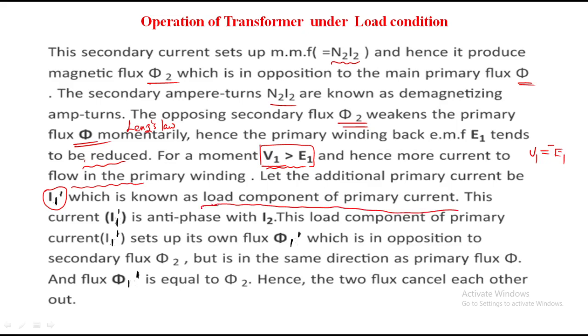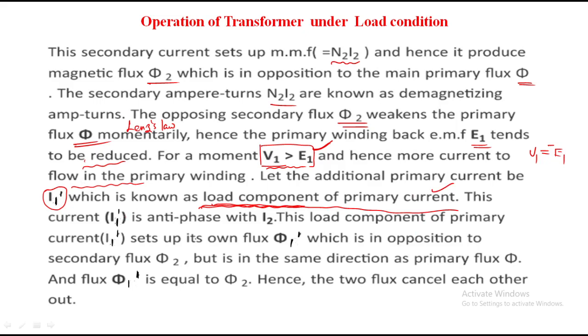Why is it named the load component of primary current? Because of this phi 2 only we are going to get this. Because of this opposition force of phi 2, the net flux is reduced or back EMF E1 is reduced. So phi 2 is nothing but the load component of secondary flux. Because of this we have the condition V1 more than E1. So obviously the corresponding result is I1 dash. That current is called load component of primary current.